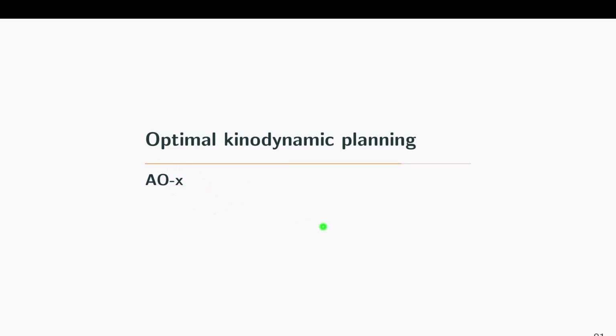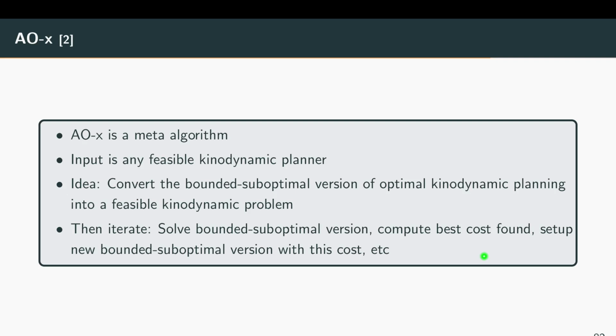AOX. X can be replaced by many different things because it is a meta algorithm. So for example, X can be replaced by RRT, and then we have AORT. The input is any feasible kinodynamic planner, like kinodynamic RRT. And then the idea is that we put some stuff around and we make that kinodynamic planner not only probabilistically complete, but also asymptotically optimal. And that's where that AO comes from, just from asymptotic optimal.